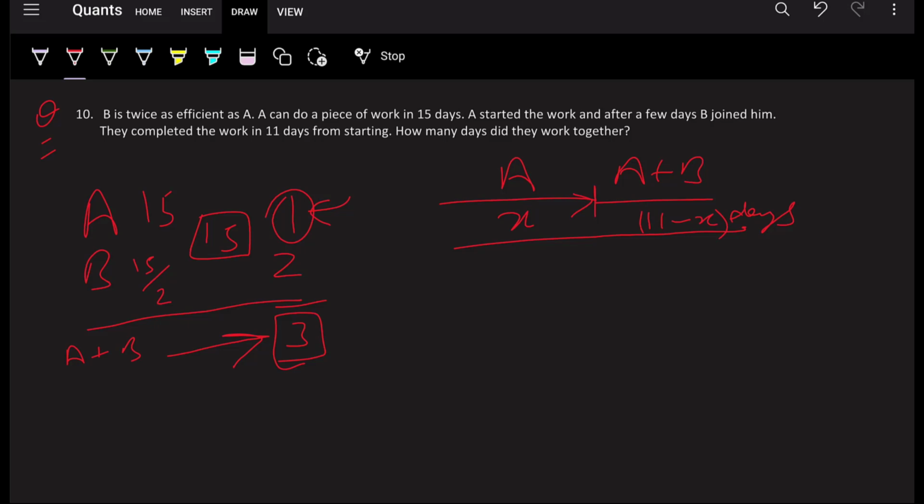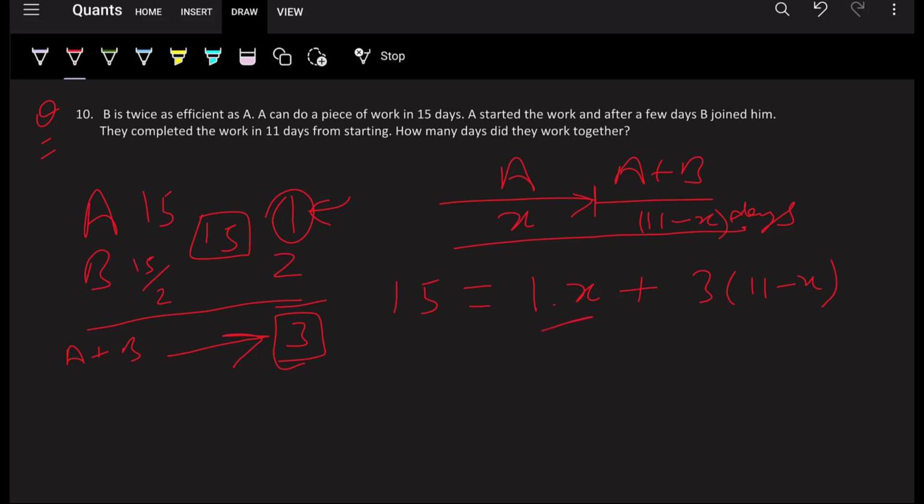Okay. So from here, total work is what? 15. Now total work will be what? Work done by A from here and work done by A plus B. So efficiency of A is what? 1 into X. Okay, plus A plus B efficiency is what? 3. 3 into 11 minus X.